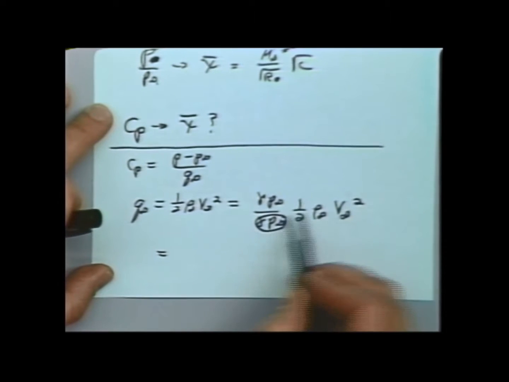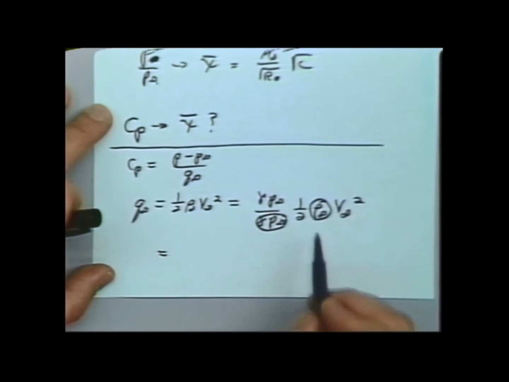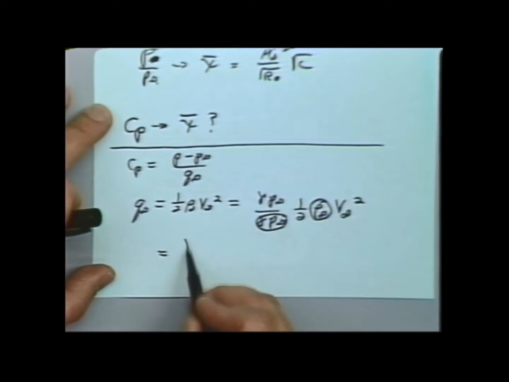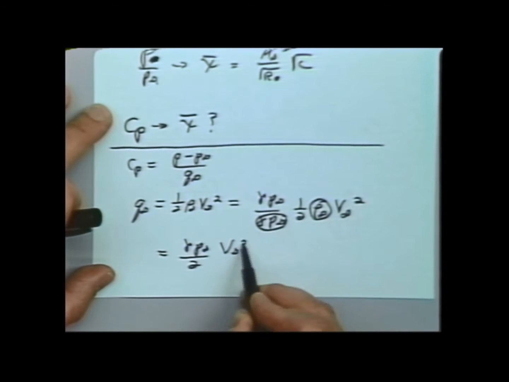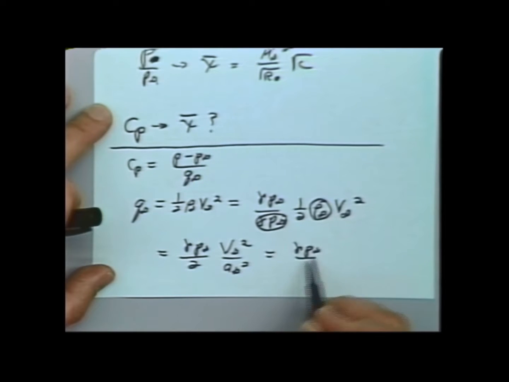This gamma P infinity over the rho infinity, that's the square of the speed of sound, isn't it? And so this gamma P infinity carries on, divided by 2, that's this. We have V infinity squared. Gamma P infinity over rho infinity is A infinity squared. So we have gamma P infinity over 2 times Mach number squared.